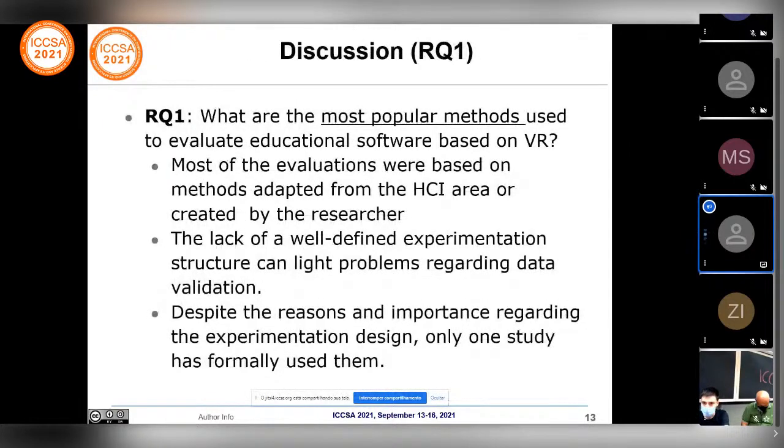Well, research question 1 was interested in the most popular evaluation methods. Most of the evaluations were based on methods adapted from the human-computer interface area or created by the researcher. The lack of a well-defined experimentation structure can lead to problems regarding data validation. Despite the reasons and importance regarding the experimentation design, only one study has formally used them.